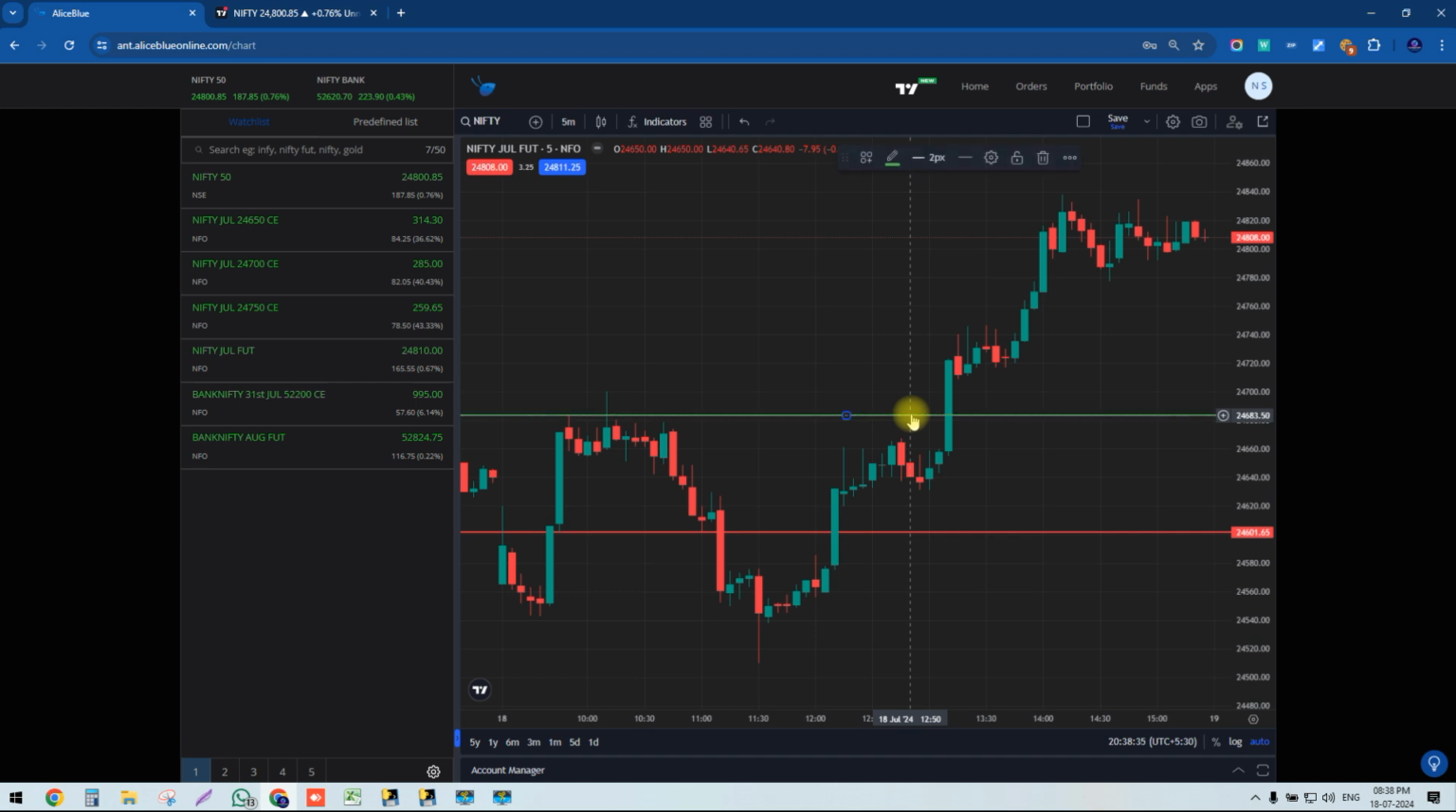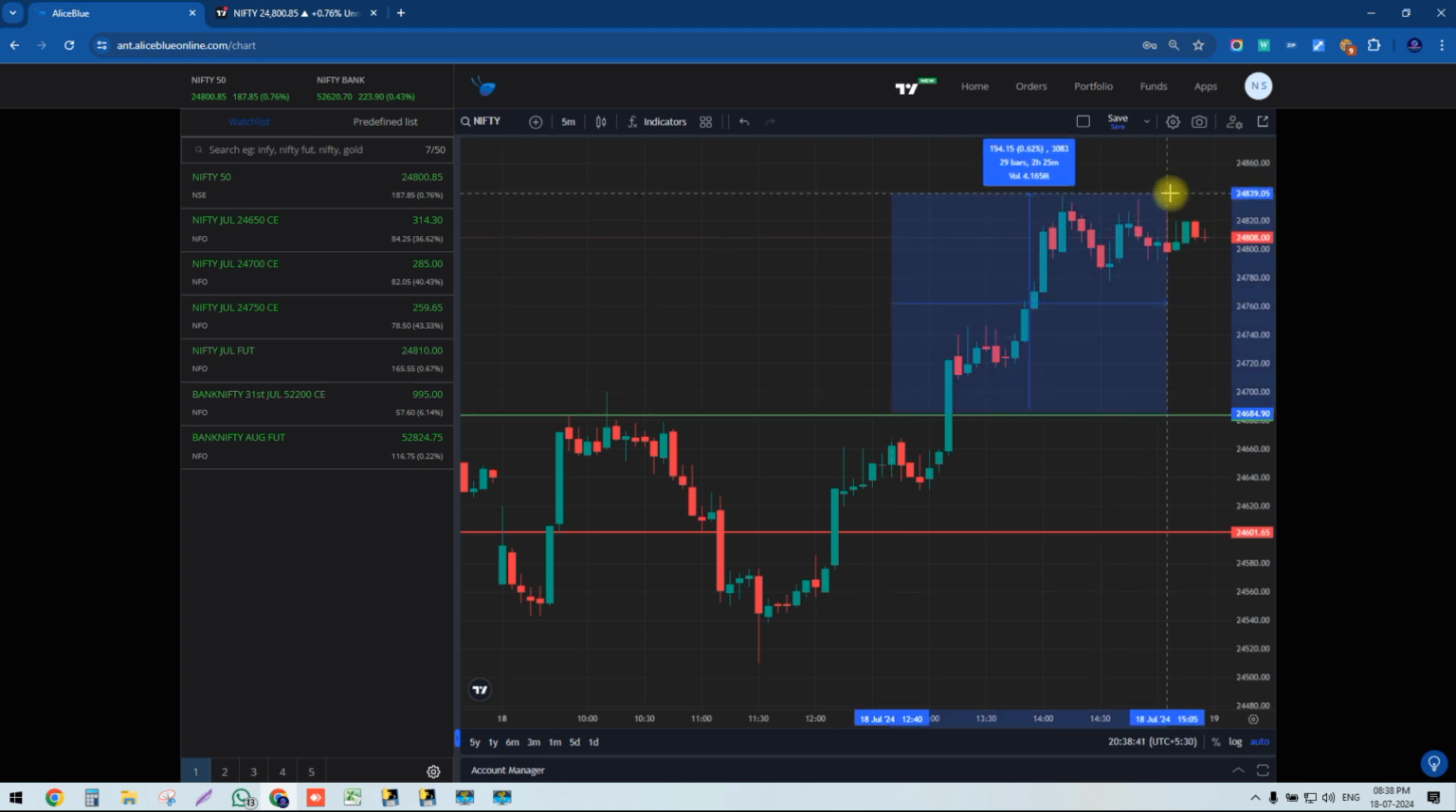24,683. Market was here and market went up to 24,839. Exactly 24,839, and you can see almost 154 points were up from our levels. You can see here 154 up from our levels. That's great, no? And this is our sell level.